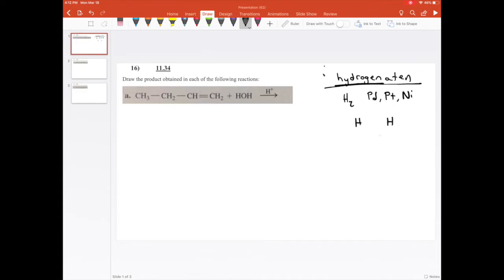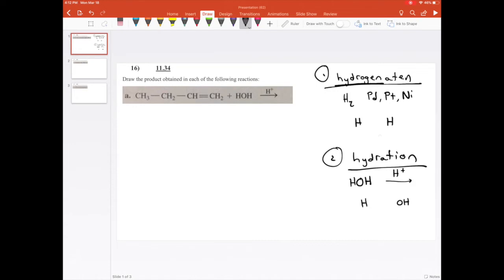The other one, so that's one, the other one is hydration. And just like when you are hydrated, you add water to yourself. When an alkene is hydrated, they also add water. The water could be written H2O or it could be written HOH. And then usually above the arrow you have H plus to show that you have an acid catalyst. So you've added acid to the solution in order to help the reaction happen faster. And in this case, instead of adding H and H, you're adding H and OH. Basically, water.